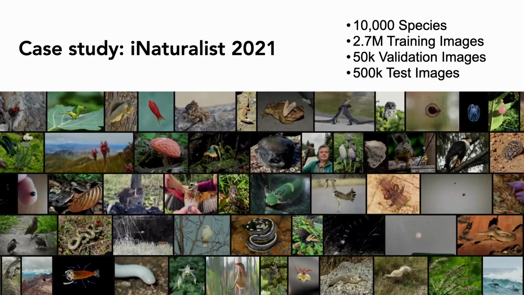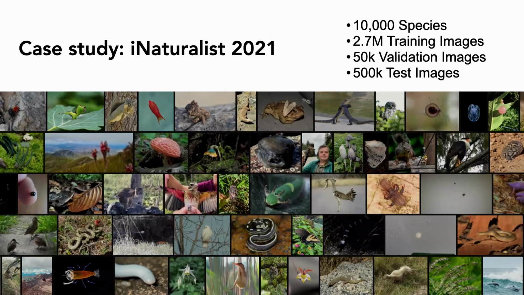So just to finish up the class, I want to do a bit of a case study with one particular data set. This is the iNaturalist 2021 data set. It has images of species, so 10,000 different species of plants, animals, and wildlife, insects. About 2.7 million training images, so it's not on the order of billions, but it's pretty big. About 50,000 validation images and 500,000 test images.